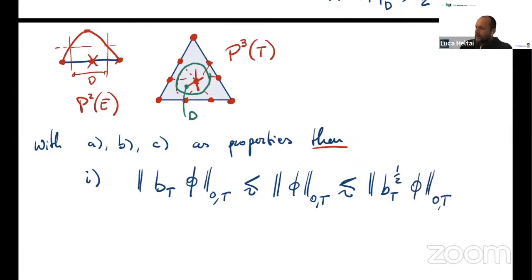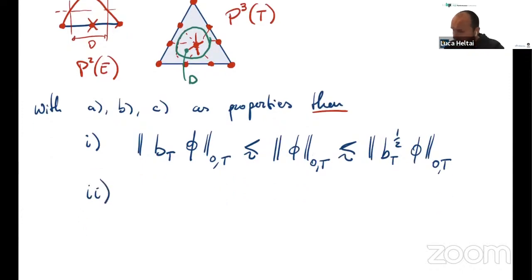Okay. The way to prove this is actually by transforming things into the reference element, proving everything in the reference element and transforming back. And it's simple to write this in terms of the square of this. The square of this is trivial to prove. The second property is basically an inverse property.